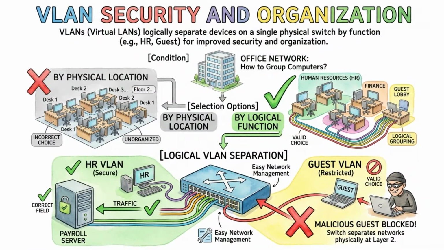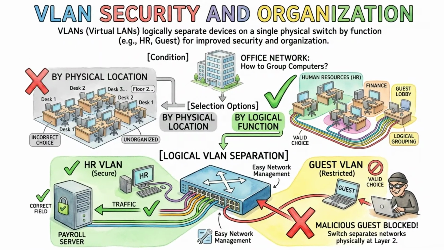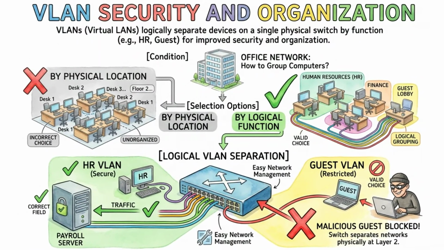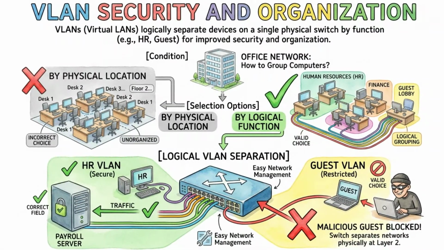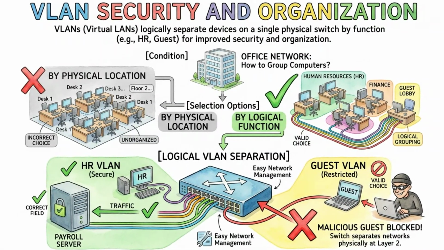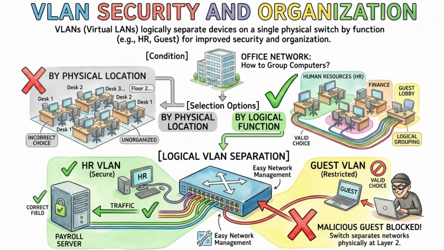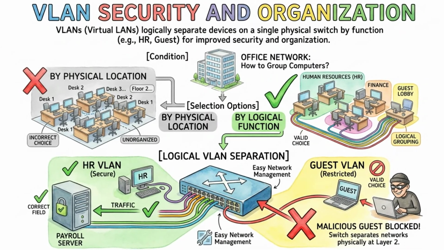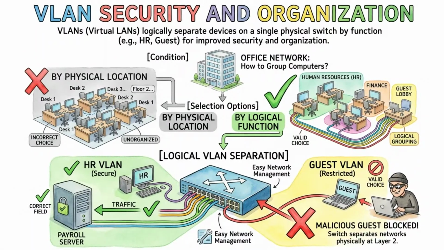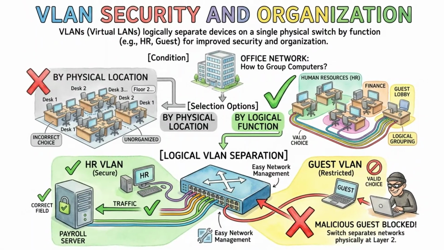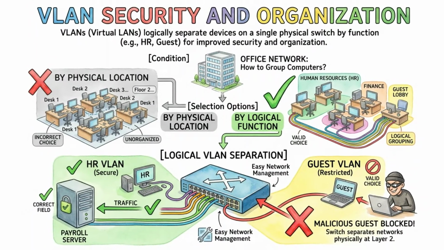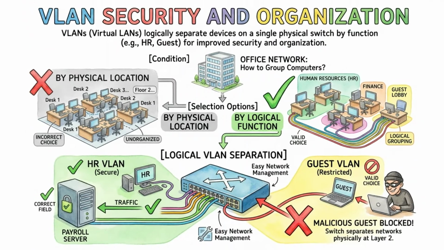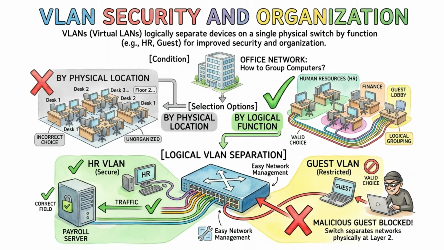Beyond simply controlling network noise, VLANs provide massive benefits for both network organization and corporate security. In a typical office building, you can use VLANs to group users logically by their job function, rather than grouping them by where the desk is physically located. For example, you can assign all the human resources computers to one secure VLAN, and place all the guest lobby computers into a completely separate, restricted VLAN.